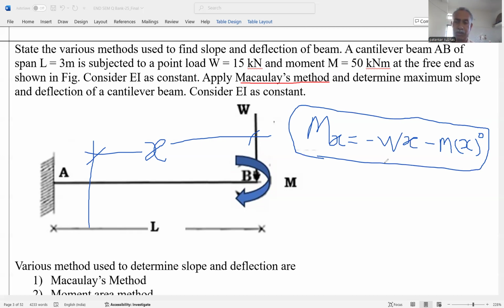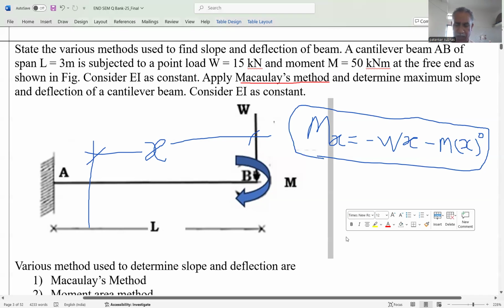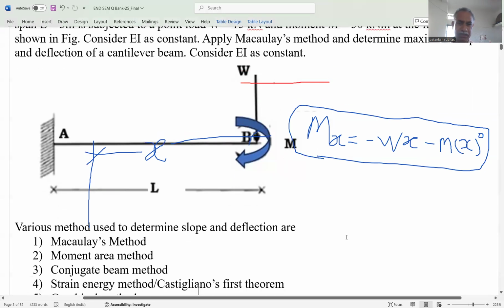That's why we have used Mx = -w(x - m)x^0. Okay, this is the moment. Then apply the Macaulay's method. Macaulay's method is also called the double integration method.